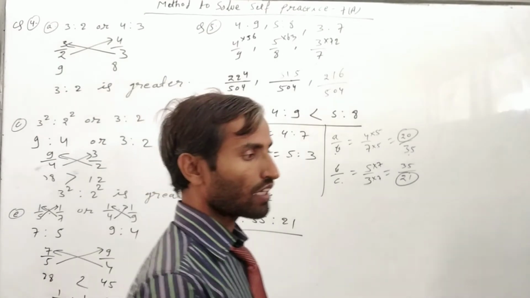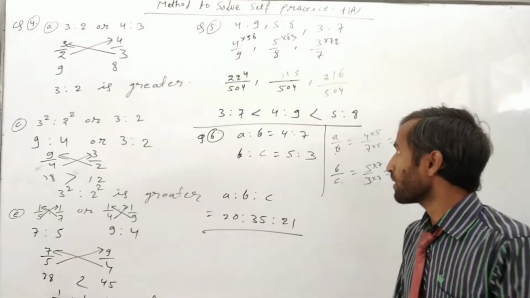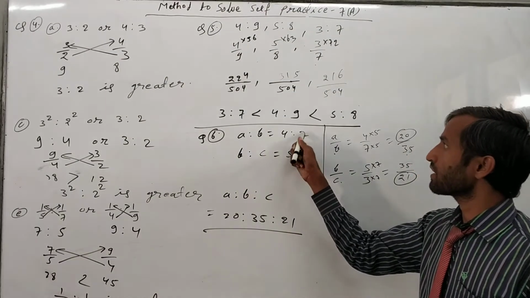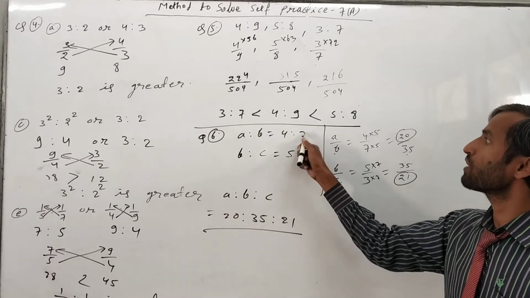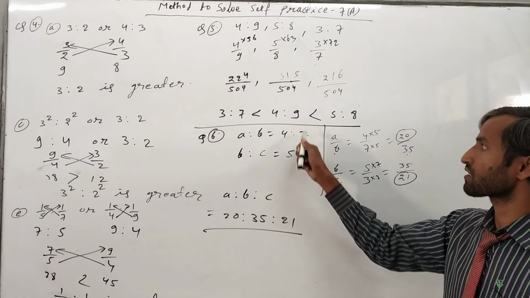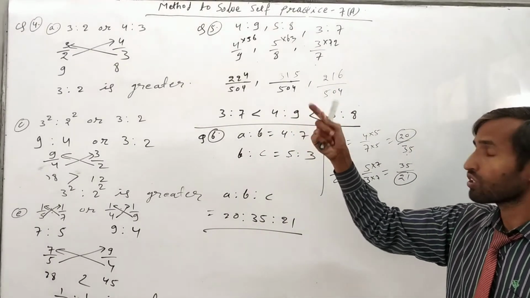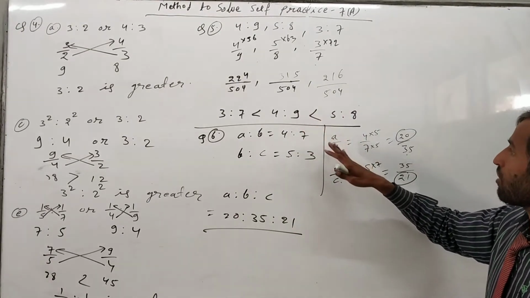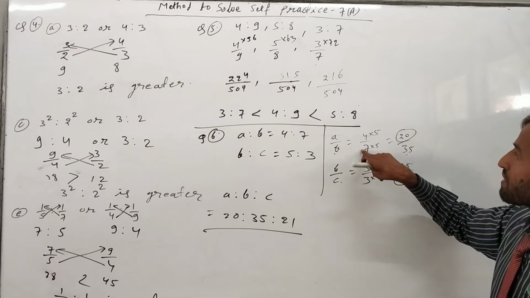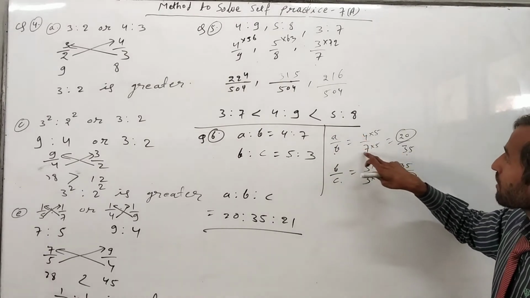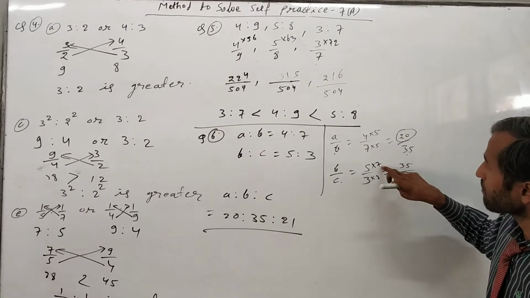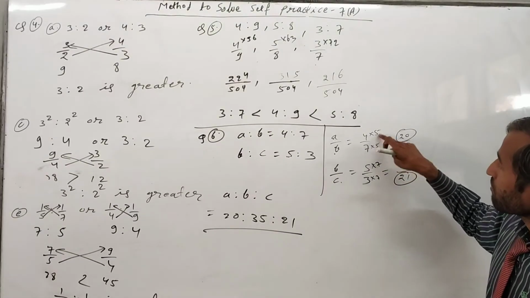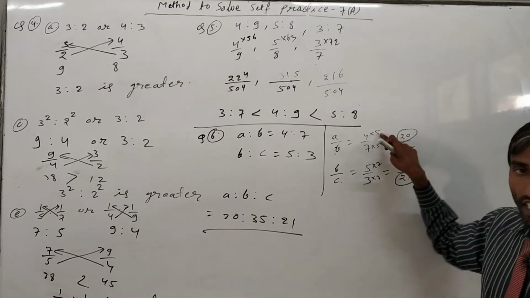If these types of questions come, if two values are the same, then just try to make the same value in both places. For making the same value, just take the LCM of these. Then you have to think about which number you have to multiply here and here. Then the same value will come in both places, so whatever you multiply here, multiply the same value in the numerator.